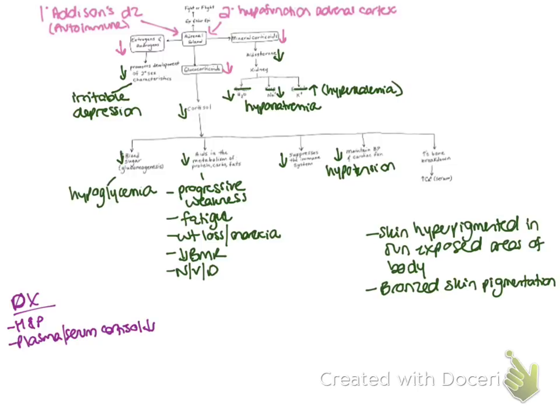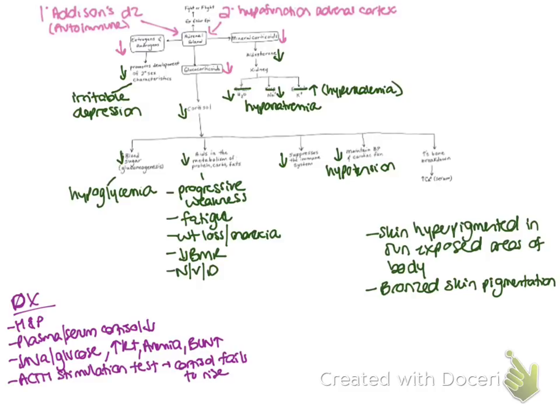Diagnostics, again, H&P. We're going to check the cortisol level, which is going to be low. We're going to have a low sodium, low glucose, but high potassium, high BUN. Basically, we're going to do an ACTH stimulation test. And when we do that, the cortisol fails to rise. So normally when we stimulate the adrenal gland, it will stimulate the glucocorticoids, including cortisol, to increase. But when we do that, it won't.